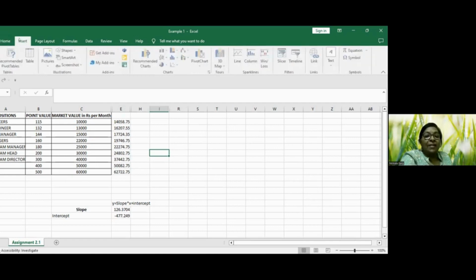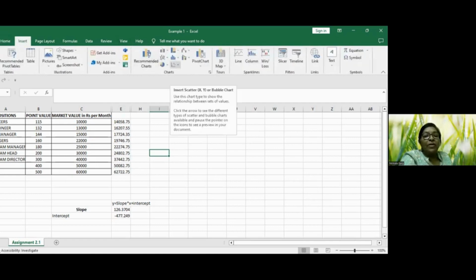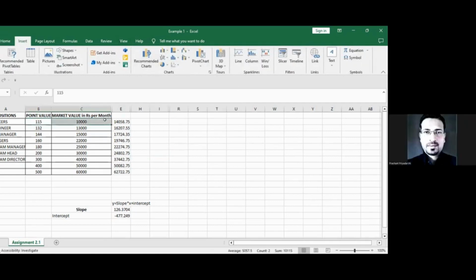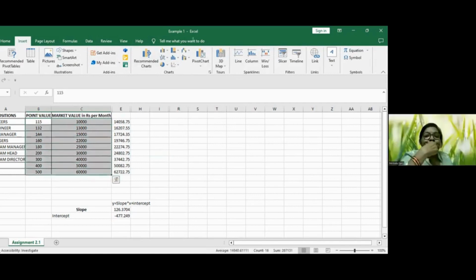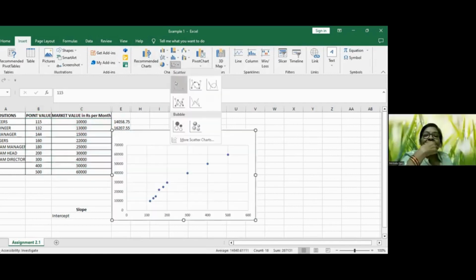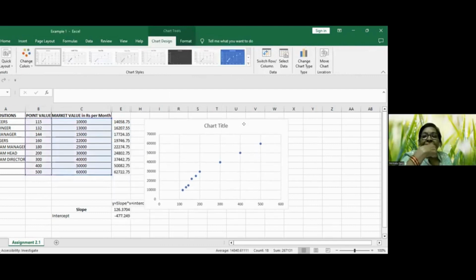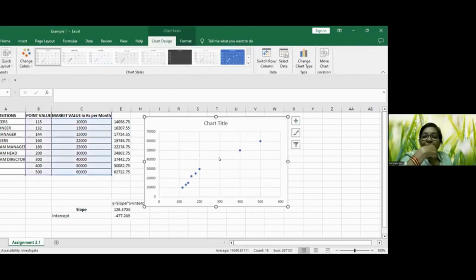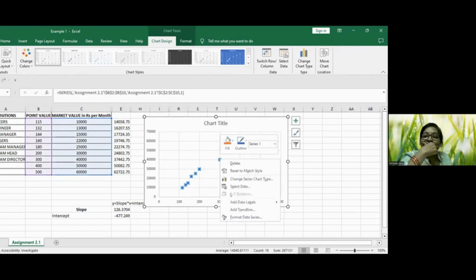Yeah. So for scatter graph, you only have to do what? First select the point value column and B market value. That's it. Yeah. Insert. Okay. Now click on anything. Now you know how to do quick layout also. You can straight away go to quick layout and layout 9, I think.